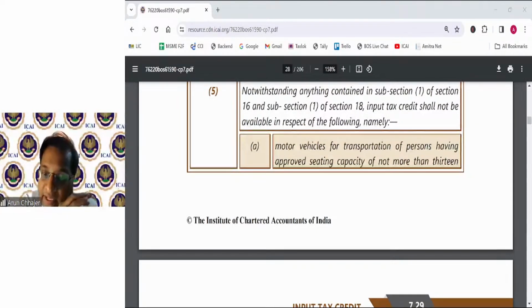Answer is, what is the problem? See, which motor vehicle is 17.5 blocking? Motor vehicle which is designed to carry passengers. If it is for transportation of goods, what is the problem?